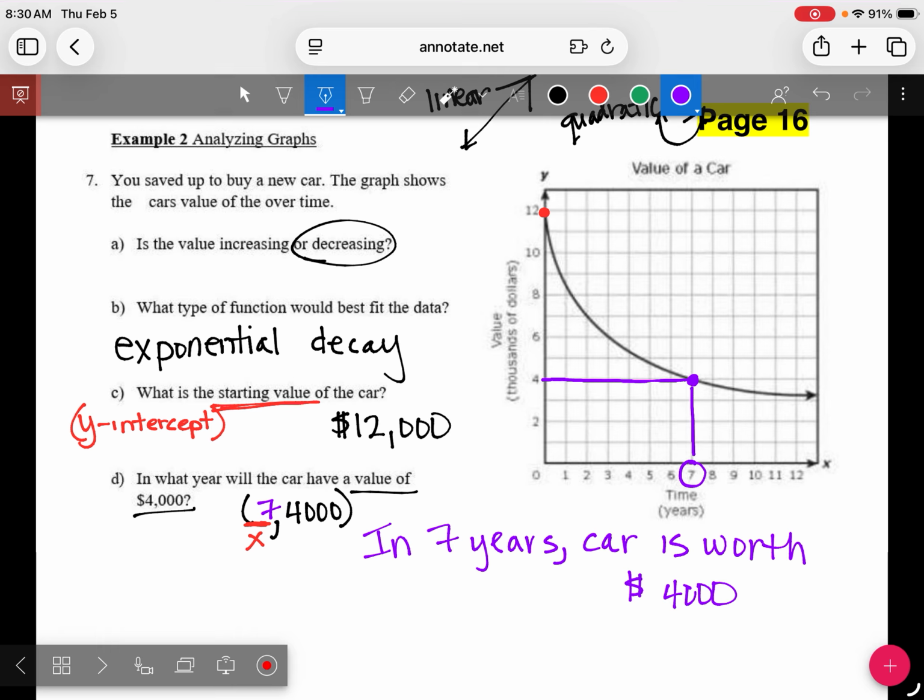Yep. If it's increasing, it's growth. If it's going down, it's decay.